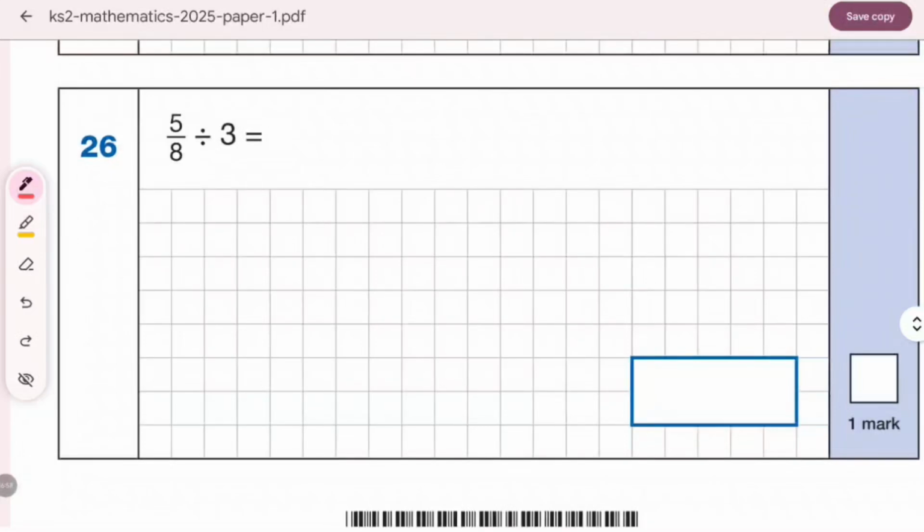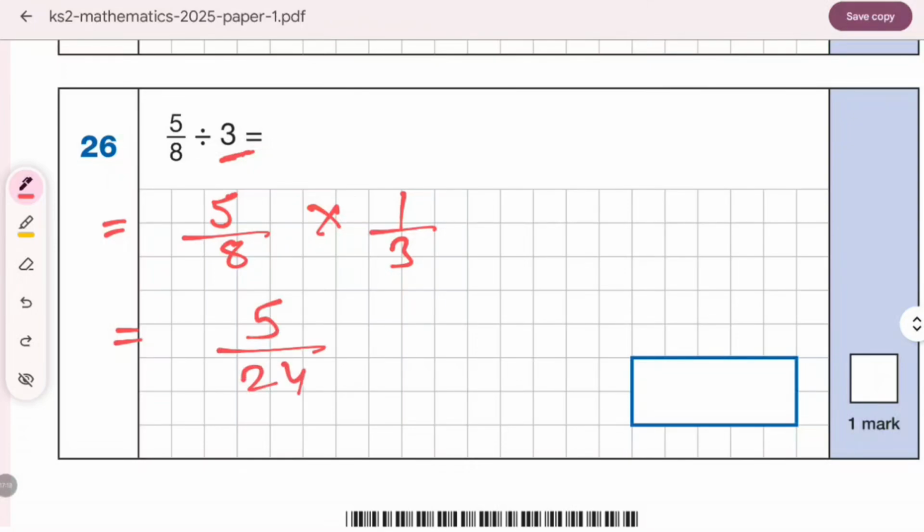Again, in question number 26, we just have to find the simple division of 5 by 8 divided by 3. The easiest way of solving a division based on fractions is to take the reciprocal of the right side. So the reciprocal of 3 will be 1 by 3. Now we can do the simple multiplication. So 5 times 1 will give us 5 and 8 times 3 will give us 24. So in this way we get the answer 5 by 24, the correct answer for question number 26.